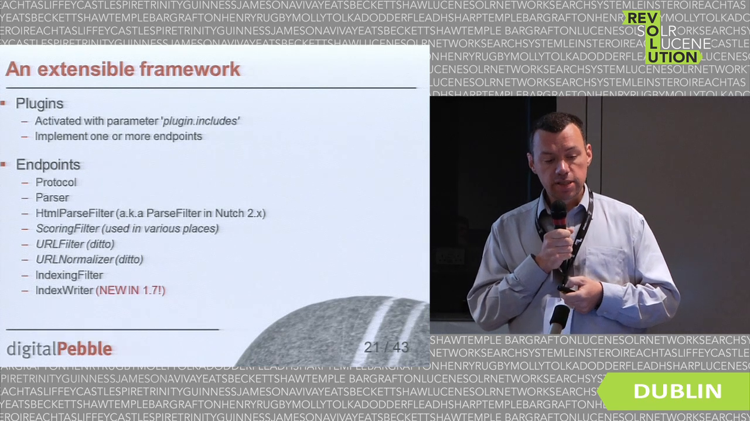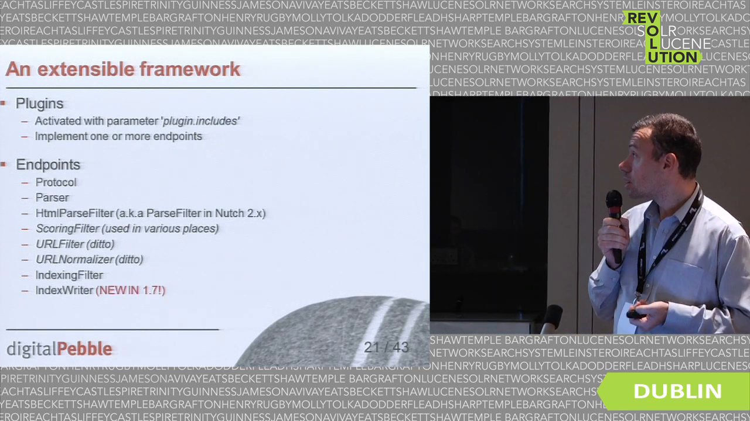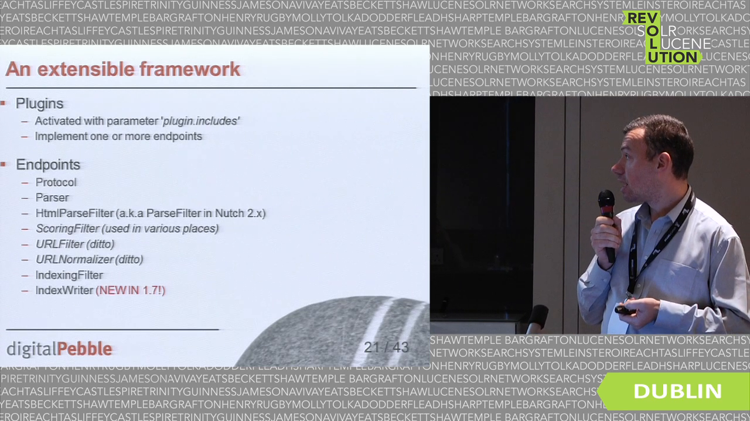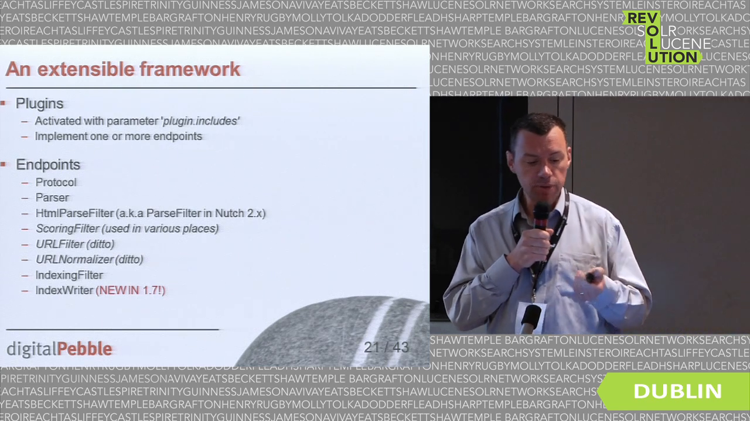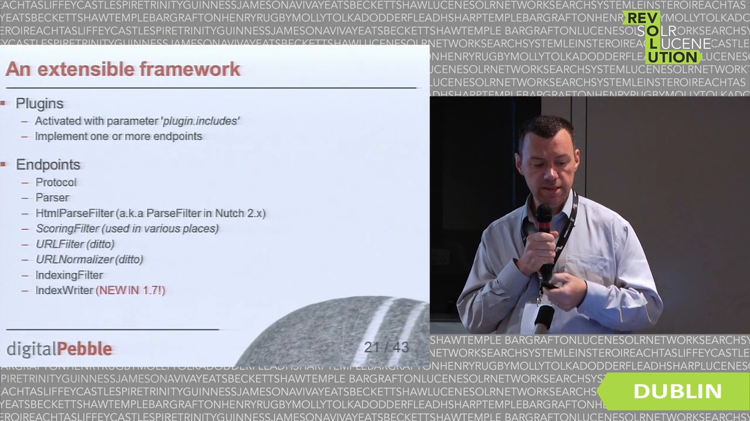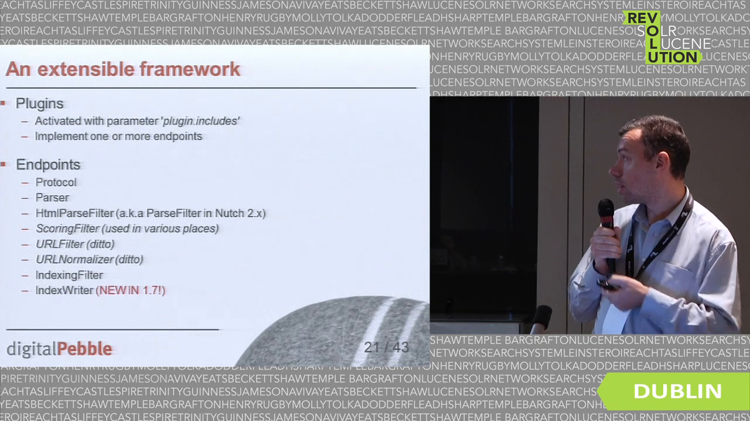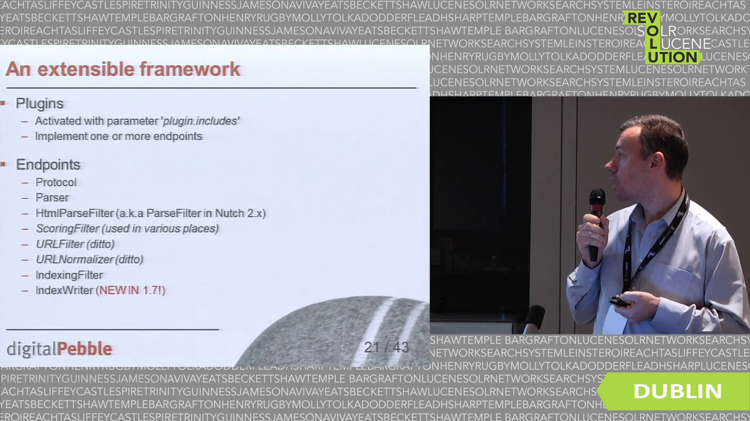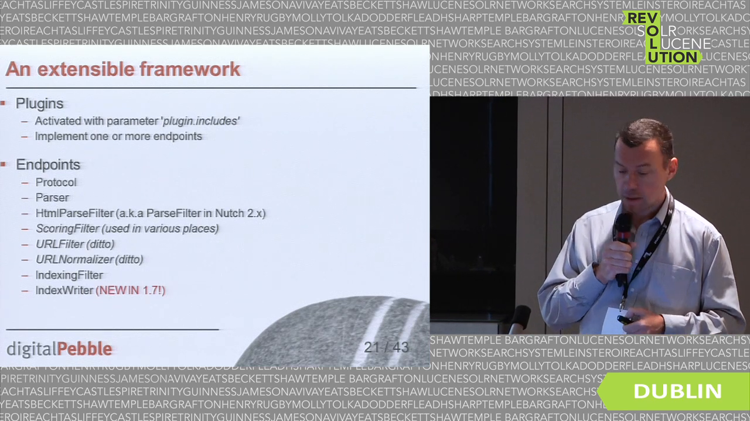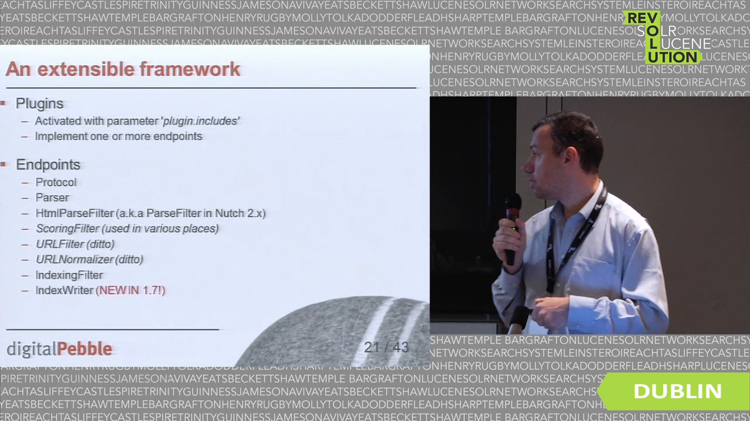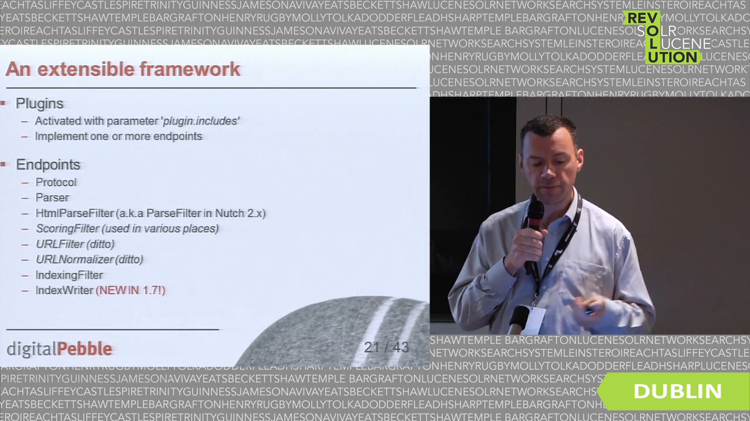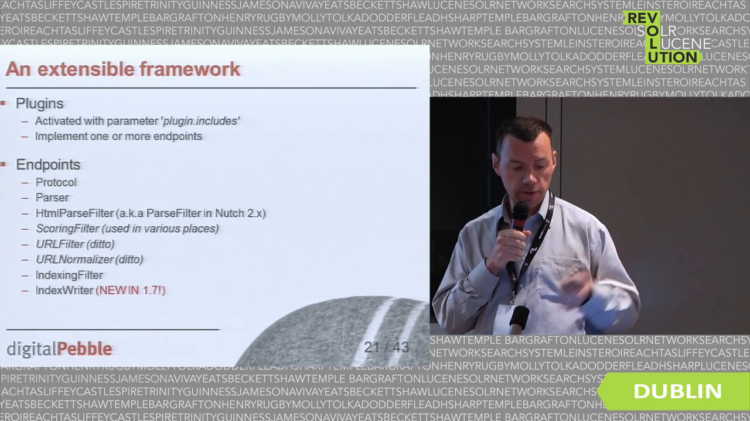I mentioned that Nutch is extensible, so we have plugins in Nutch. A plugin is basically a collection of classes implementing one or more endpoints. Endpoints are things that are called at specific places in the Nutch processes, and Nutch comes with a lot of implementations for these endpoints. But you can extend this via the plugin mechanism. Endpoints are in a finite number. You have obviously the protocol. Nutch comes with implementations for HTTP, HTTPS, FTP, whatnot.